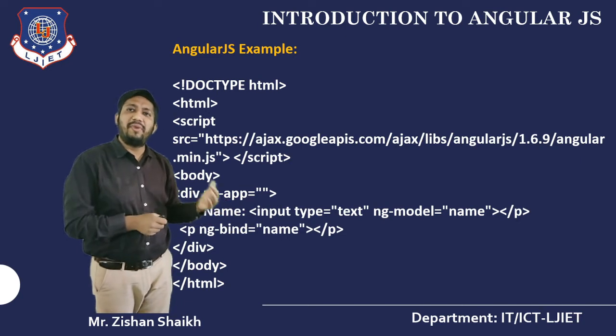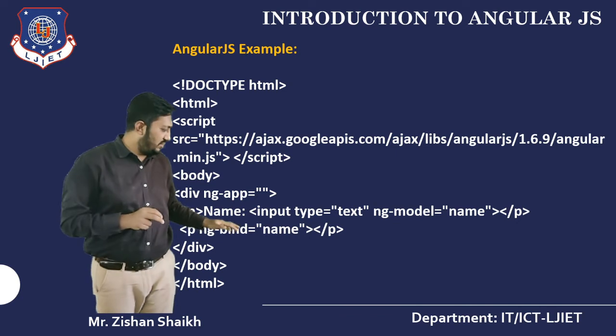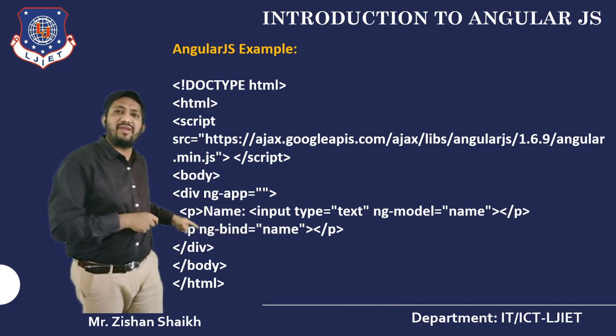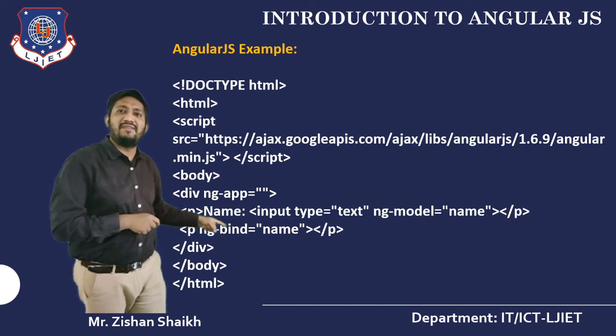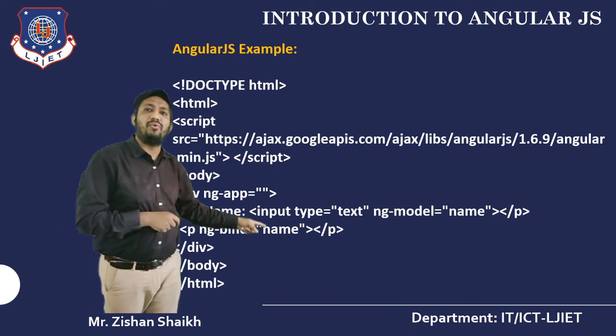Now I want to print whatever you are writing in the text field, so that automatically it will be displayed in the next paragraph. For that we are writing p ng-bind is equal to name here. In the p tag what I am writing is ng-bind equal to name.